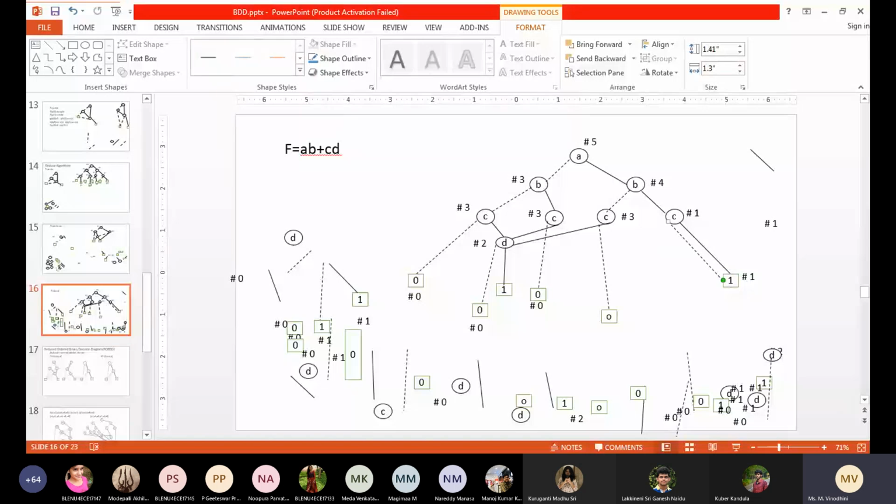Okay, next turn, next to Kuber. Meghna. Yes, ma'am. What else can I do here? C is a redundant node. The left and right C, yes ma'am. So what do I have to do? I have to remove the C and which output line or input line? Straight line from B, ma'am. Solid line from B. Okay.